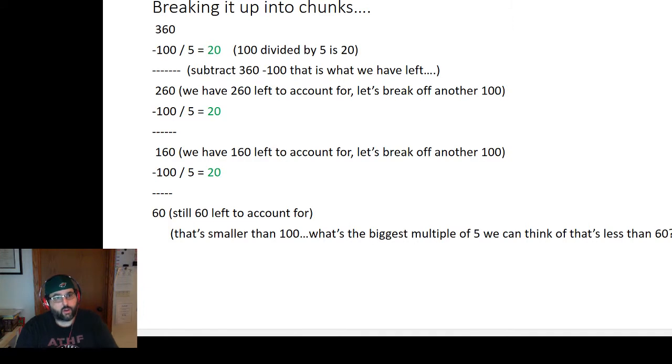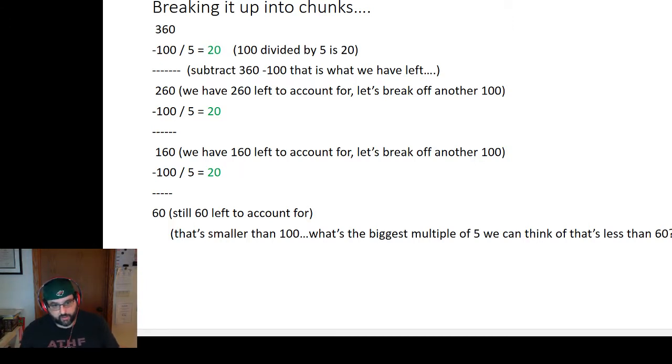Now we have our first column, which is 360 minus 100 is 260, minus 100 is 160. Our second column is dividing by 5, whatever we're doing. Then our third column is 100 divided by 5 is 20. That's in green. Three times, 100 divided by 5 is 20, in green. We're subtracting everything that we're taking out. 60 left to account for.